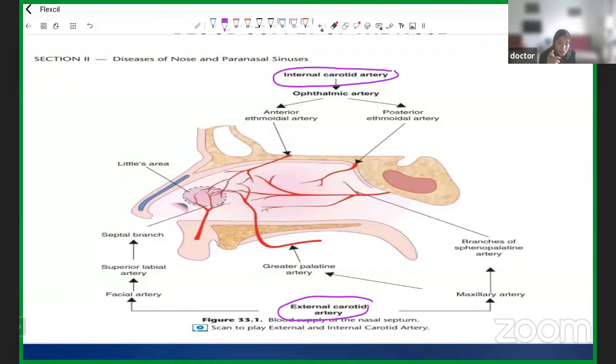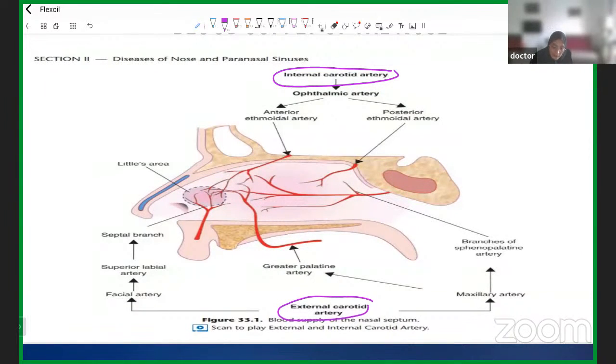These are the main branches. Now, the examiners will ask you in the exam, what is the main artery that supplies the nose? You don't have to get confused, because actually the nasal cavity is supplied by a lot of branches, which are the branches of internal and external carotid artery. You should tell them it's internal and external carotid artery with the main branches that give off specific branches to specific parts of the nose.